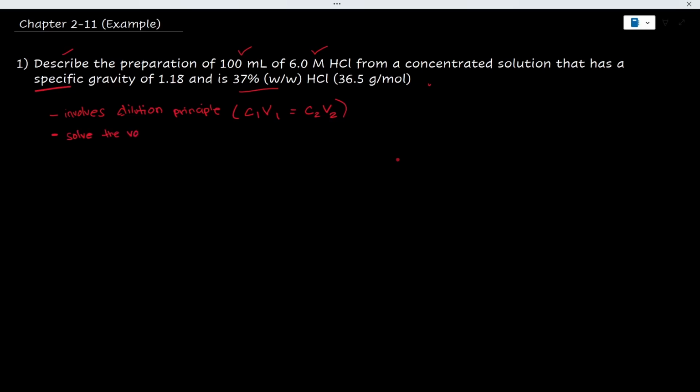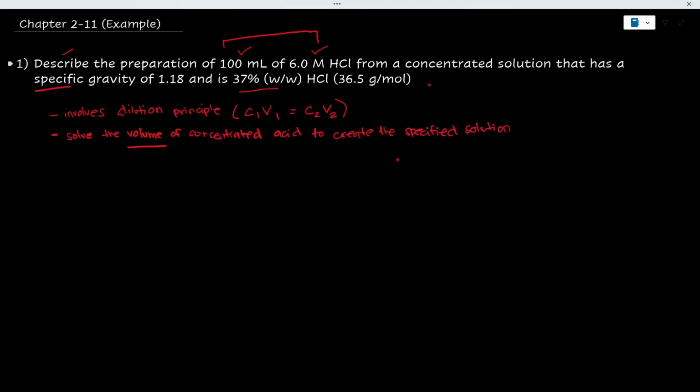Okay, the goal here is to solve the volume of concentrated acid to create the specified solution. So we need to calculate for the volume of concentrated acid to create the specified solution, which is the 100 ml of 6.0 molar HCl.